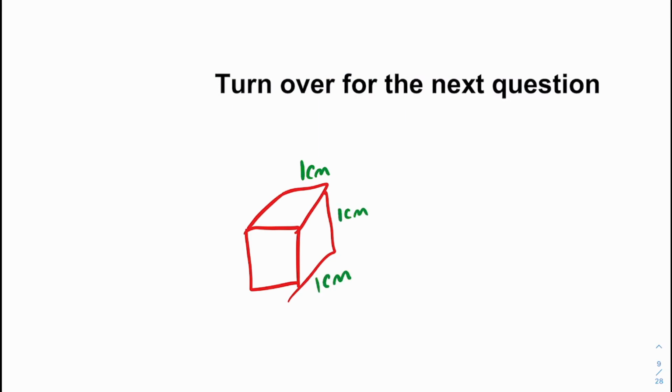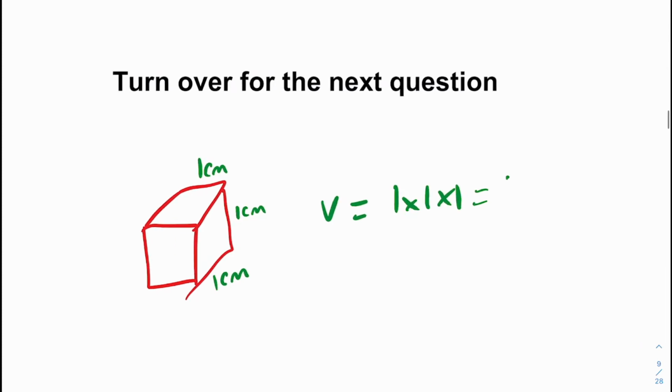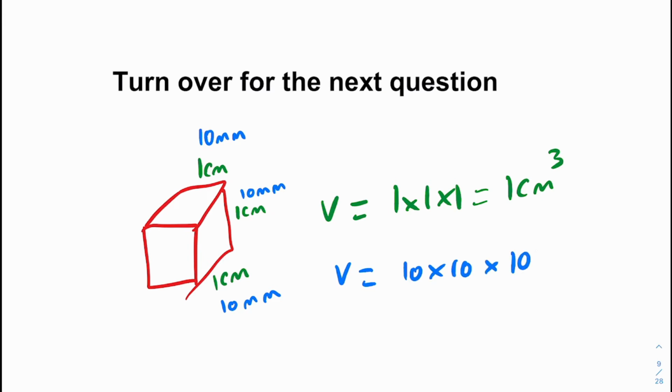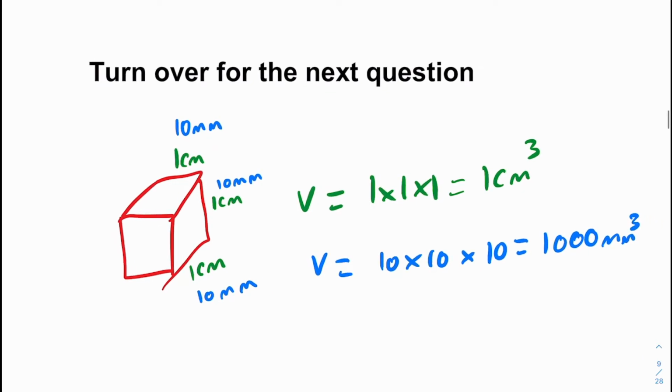Okay, so therefore the volume V is equal to 1 times 1 times 1, which is equal to 1 centimeter cubed. Now let's just convert into millimeters. So this would be 10 millimeters, as 1 centimeter is 10 millimeters. Then let's work out our volume. So we've got 10 times 10 times 10, and this is equal to 1000 millimeters cubed. So from here we can see that the conversion rate is going from 1 to 1000, so we multiply by 1000 to get from centimeters cubed to millimeters cubed.